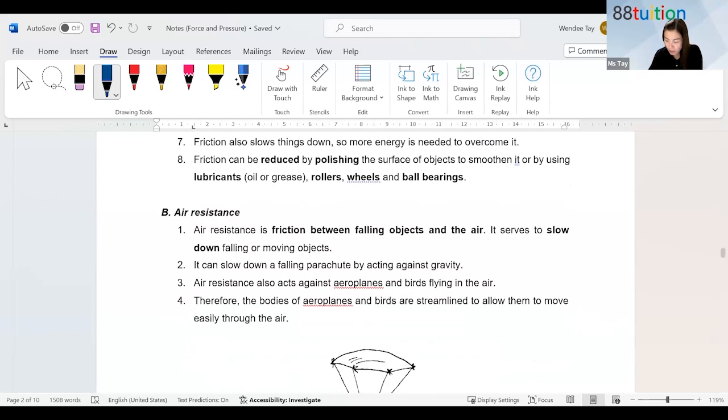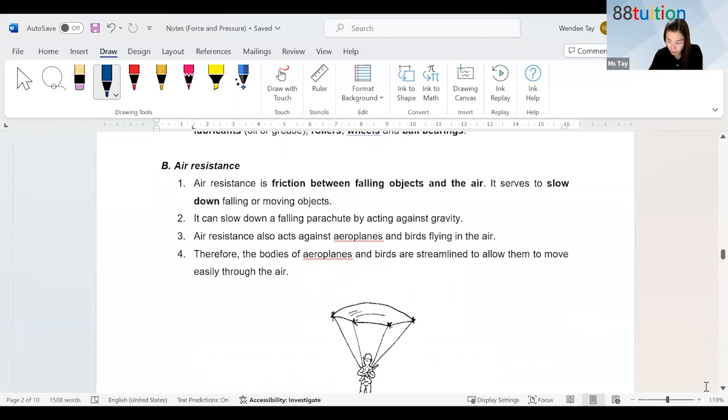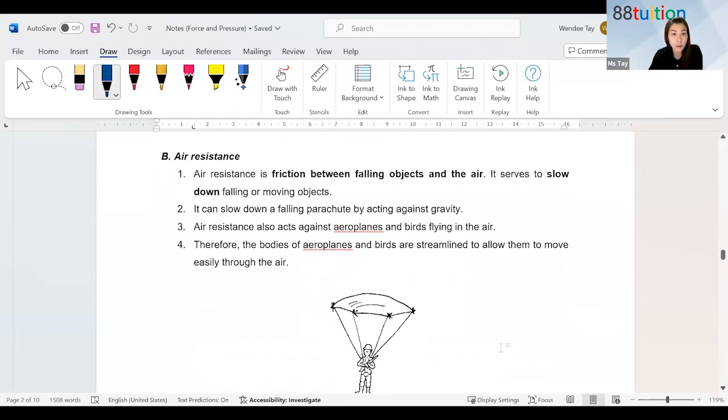Okay, so air resistance. Maybe this is something that you hardly talked about, or talked about briefly with your teacher in school. Air resistance is something that we will study more in secondary school. It's a form of friction between falling objects and the air. Air is made up of a lot of particles, and all these particles lead to friction. We call it air resistance when objects are moving from the top to the bottom. So it will slow down the fall of the moving object.